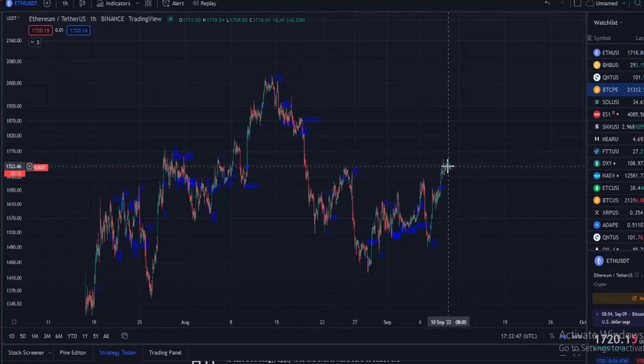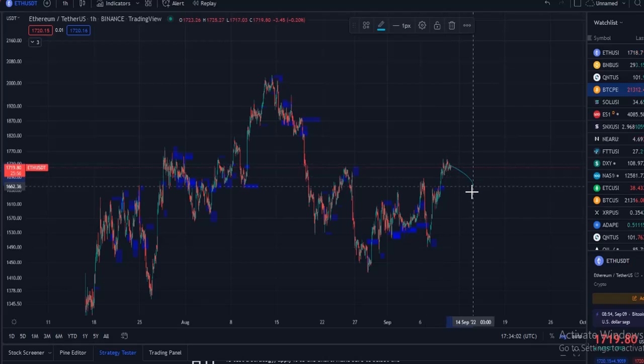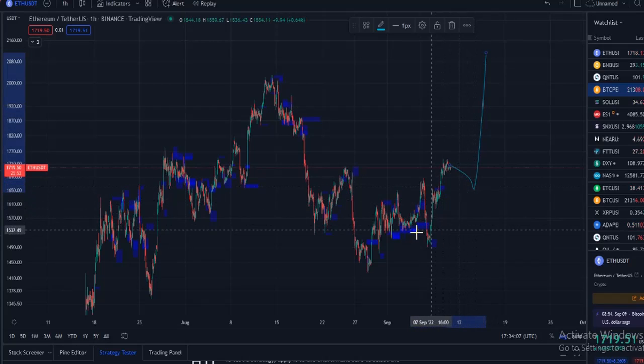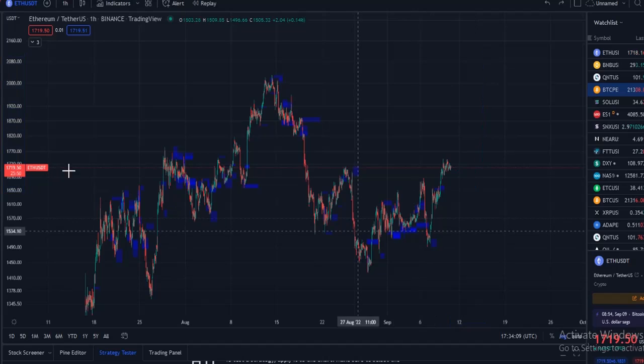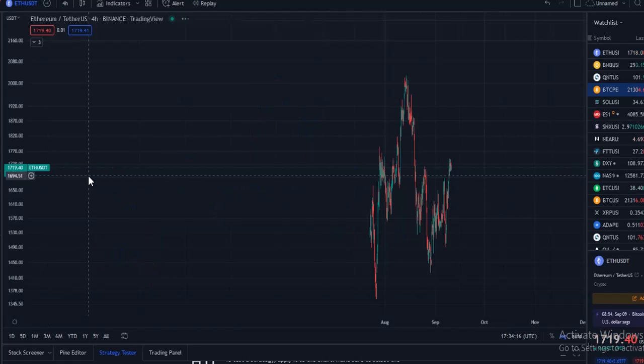Even though there's a high likelihood we could still come down and test the 1,600 and 65 region right before going up, right? So that's something you should take note of. We could just have something like this, it comes down, hits it, and then pops back up. That could happen on the Ethereum price chart.